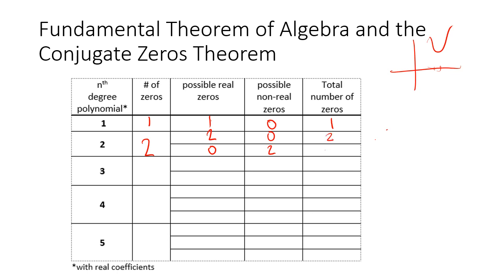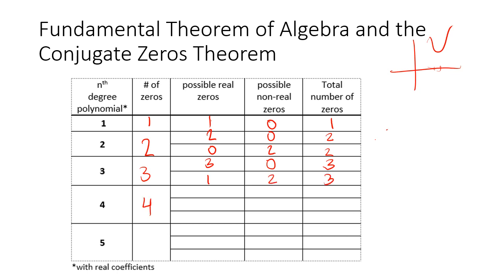So that means in both cases we'd have 2. Now if we had a third degree polynomial, we could have potentially 3 real zeros or just 1. In the case where we have 3 real zeros, we have no non-real zeros, and in the case where we had 1 real zero, the other 2 would have to be non-real.